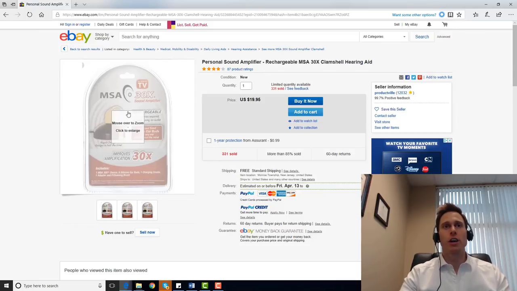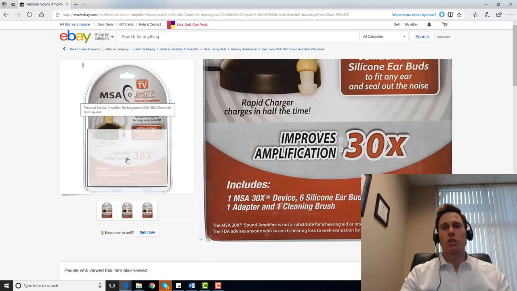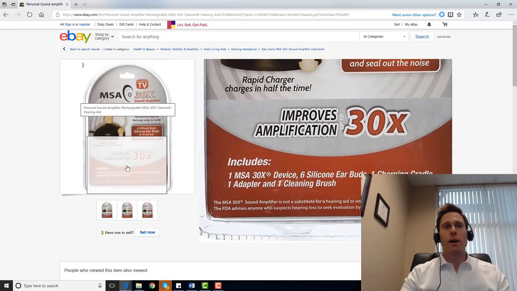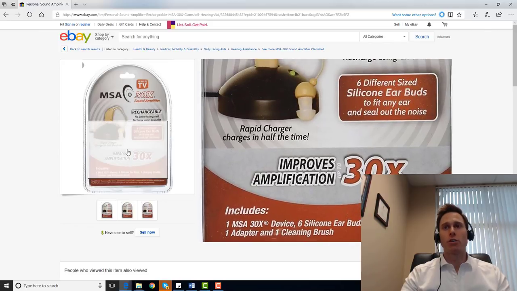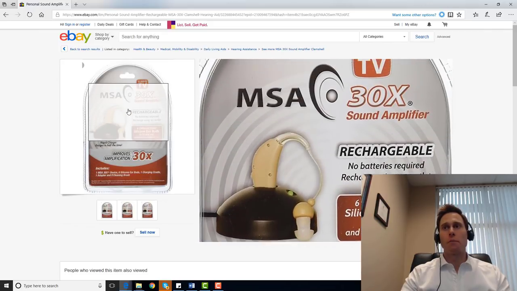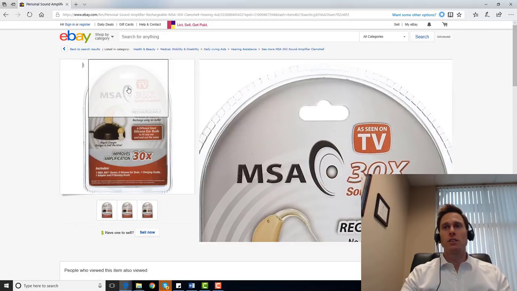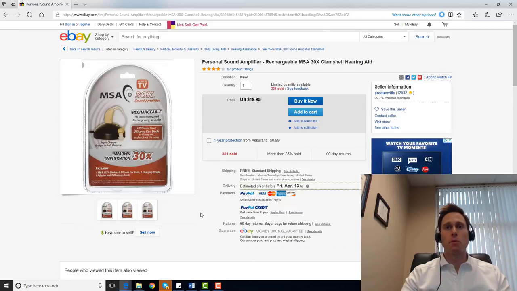You have to be very careful. In fact, this is one of the really good things about the recent passage of the Over-the-Counter Hearing Aid Act. What will likely happen is it will prevent these types of products from being marketed as hearing aids. So hopefully they clamp down on the regulation for that, so you as consumers really know what you're getting yourself into when you buy a product like that.